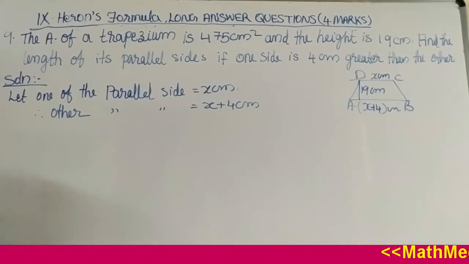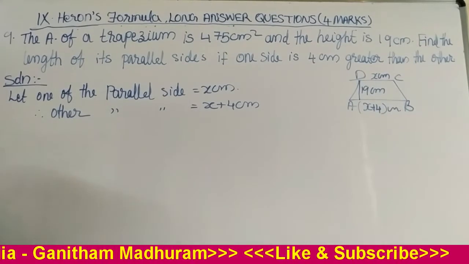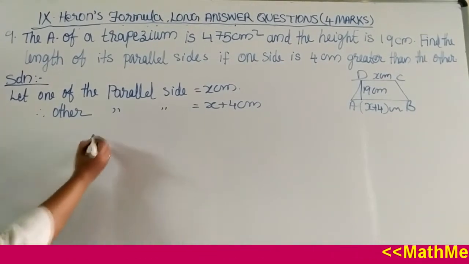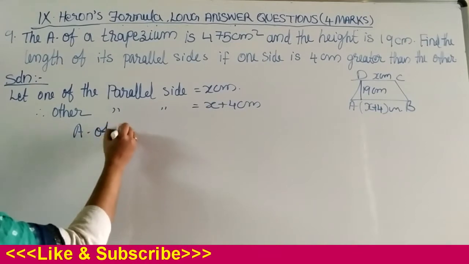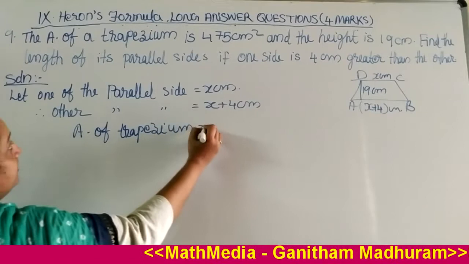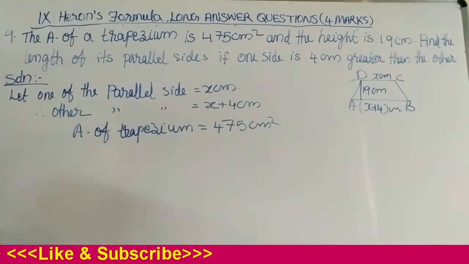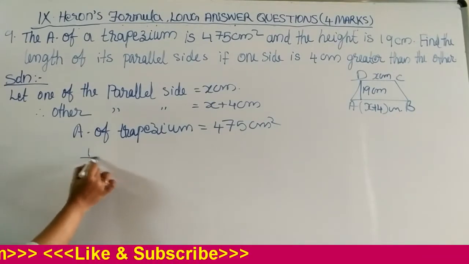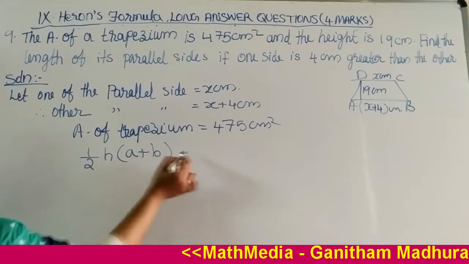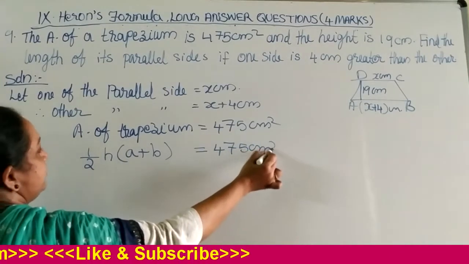Given one of the parallel sides we don't know, so we take it as x centimeter. So the other side equals x plus 4 centimeter. It is given that the area of the trapezium equals 475 centimeter square. Do you remember the area of a trapezium? Yes, it is half into h into a plus b, where a and b are the lengths of the parallel sides, equal to 475 centimeter square.